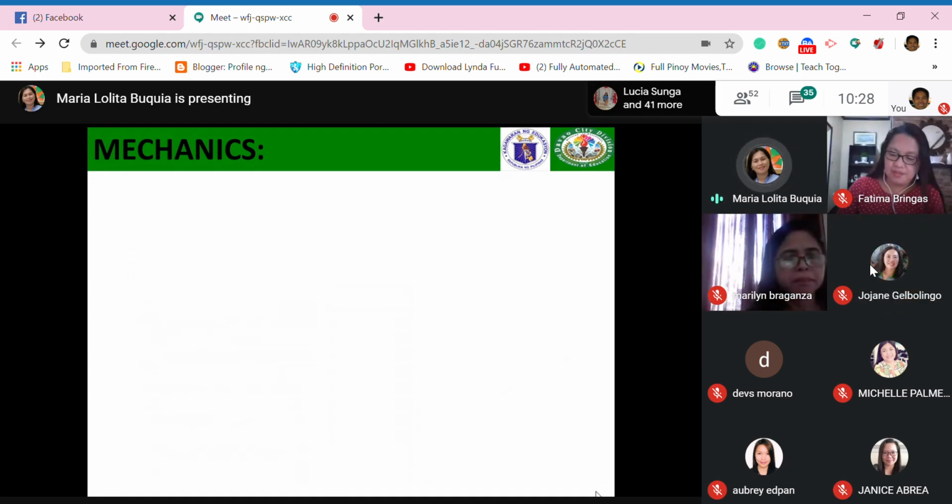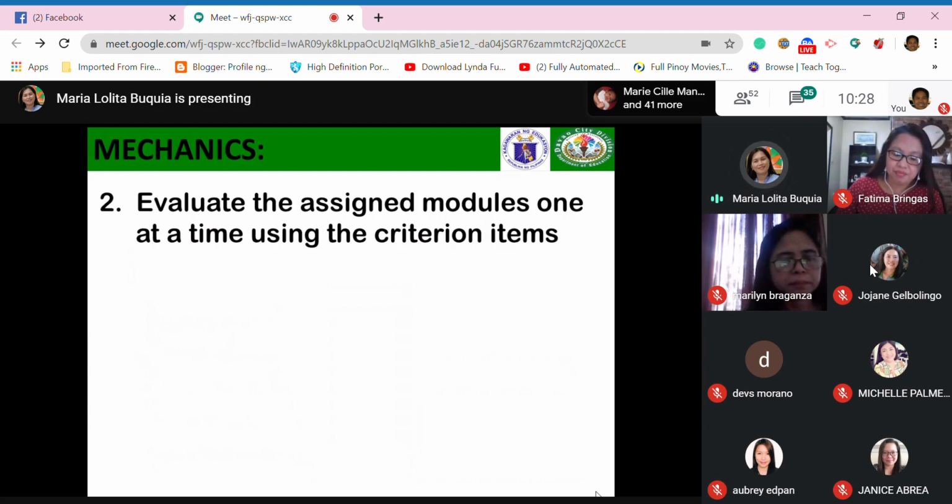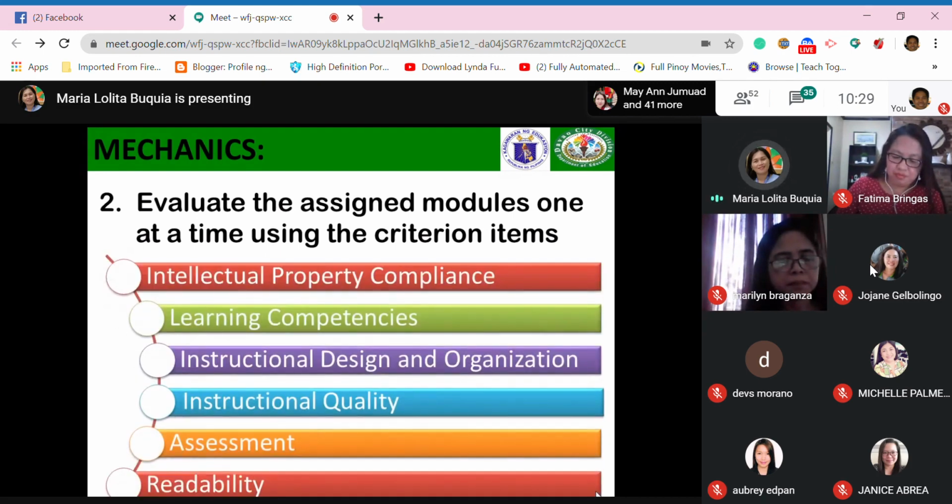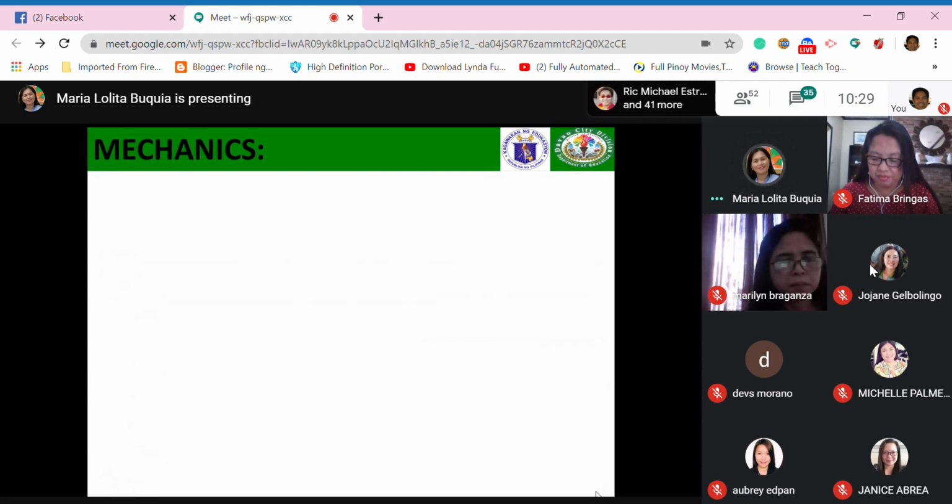And another one, evaluators will also be evaluating the assigned modules one at a time using the criterion items. These criterion items are found in the evaluation tool for content. Now in the tool, there are 6 different factors or standards. And in every factor, there are corresponding criterion items which the evaluators will be using in evaluating the module. So these are the 6 factors or standards. As what I have said, each of these has different criterion items. So let's give time to talk about the 6 factors because they are very important.